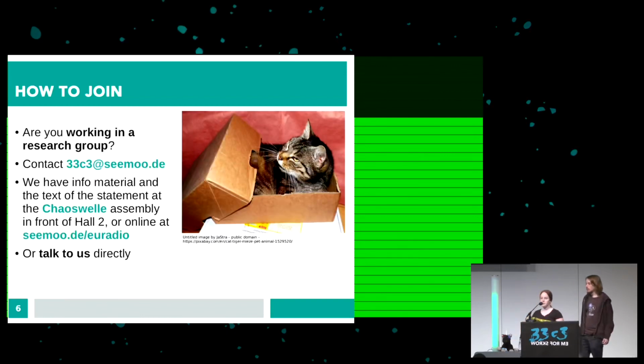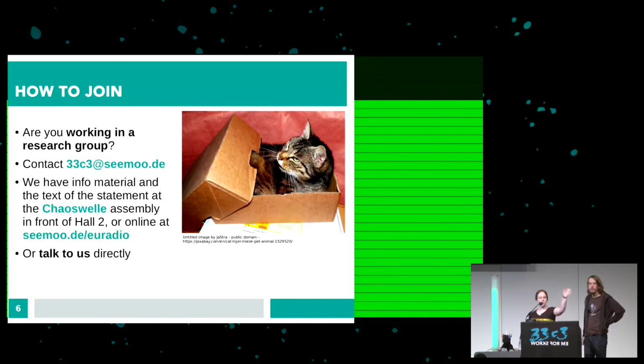So if you are a research group or you know a big research group, please contact us. We have an email address for this. We also have our draft statement online under the URL you can see here. And we even have some printed copies at the Chaoswellen Assembly, which is on the same floor, just in this direction towards Hall 2. And you can, of course, also talk to us directly.